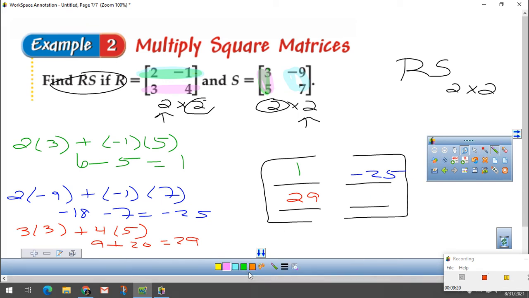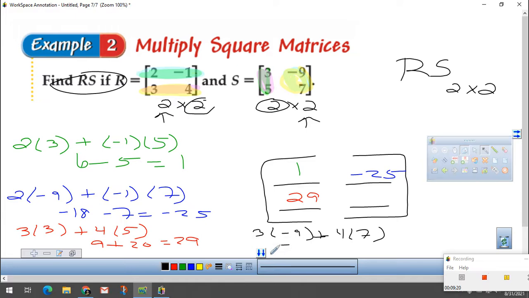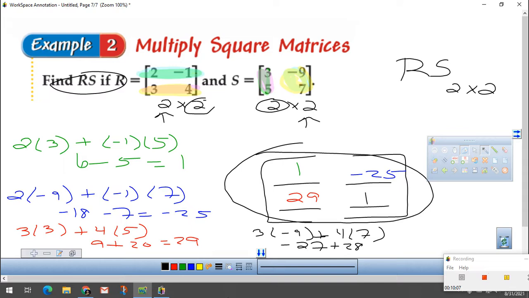Alright, and then finally, still in the second row, but now in the second column. So what will that give me to multiply? That means I'm going to multiply 3 times -9 plus 4 times 7. So 3 times -9 is -27. 4 times 7 is 28, so negative 27 plus 28 is 1. And there would be my new matrix. My new matrix would be a 2 by 2 matrix with the elements 1, negative 25, 29, and 1 inside of it.